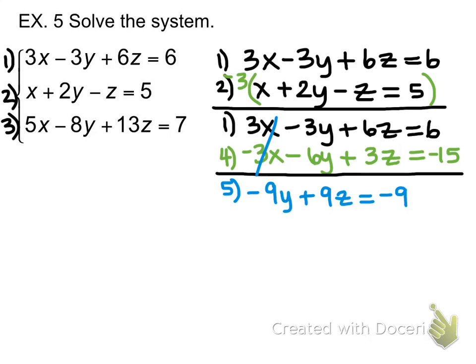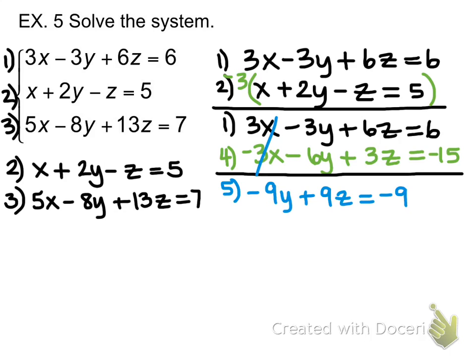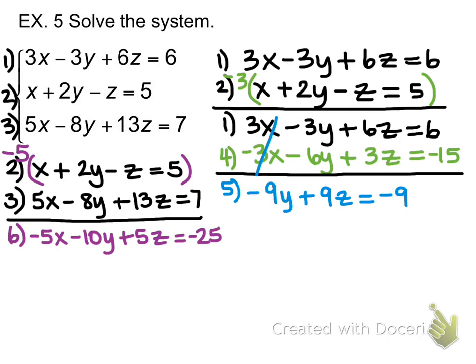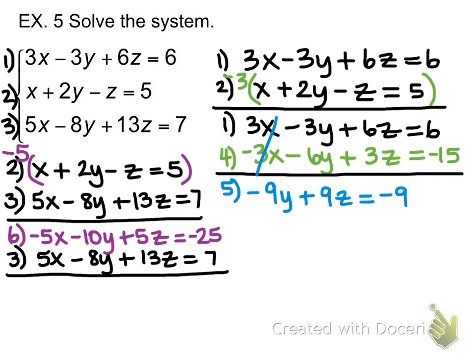So now I need to pick 2 different equations and also get x's to cancel out. So I'm going to go with equations 2 and 3, and I'm going to multiply equation 2 times negative 5. That's going to give me negative 5x minus 10y plus 5z equals negative 25. Equation 3 is going to stay the same. So when I add these together, my x's are going to cancel. I'm going to get negative 18y plus 18z equals negative 18.